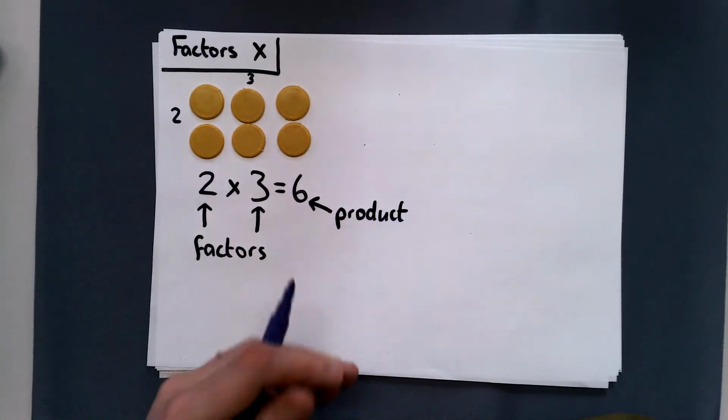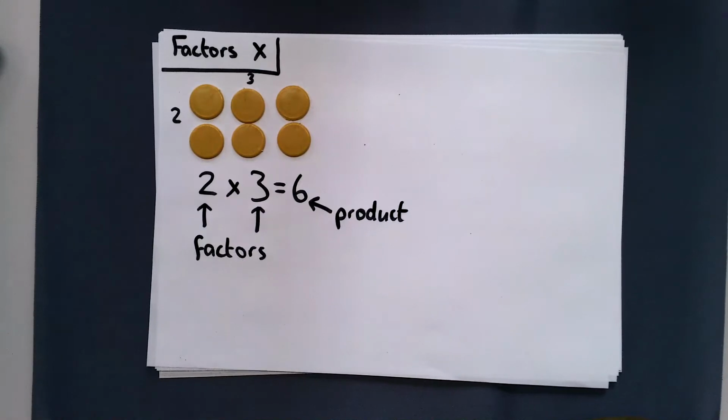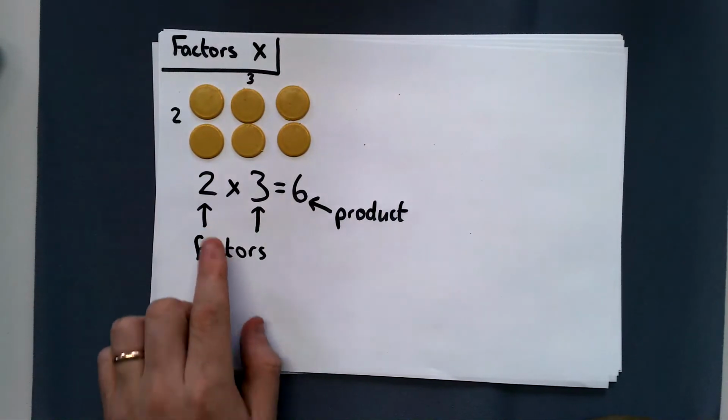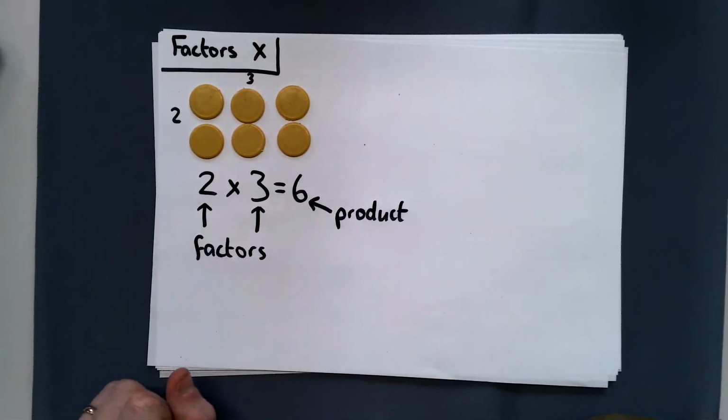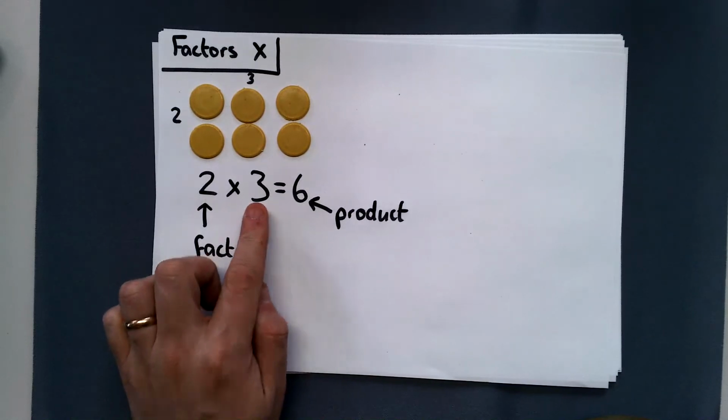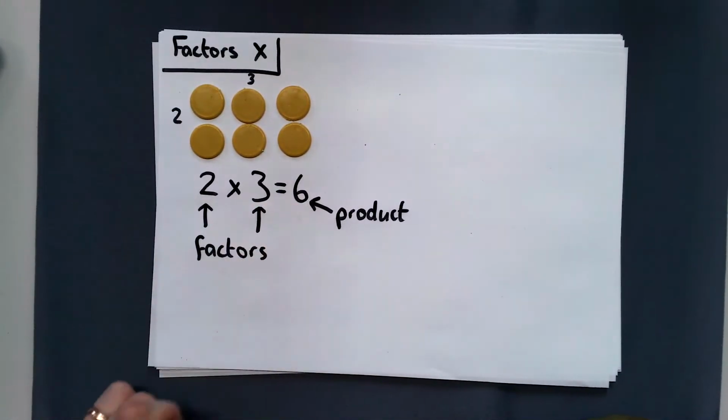Think about it as if you're in a factory, the product is what you'll have at the end of the factory line, at the conveyor belt. So factors are what you multiply together to get a product of 6. So 2 and 3 are factors of 6.